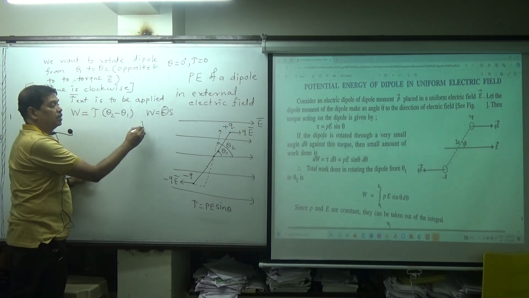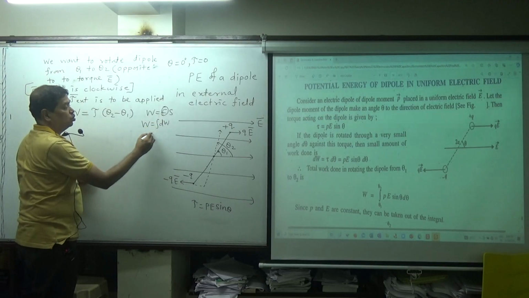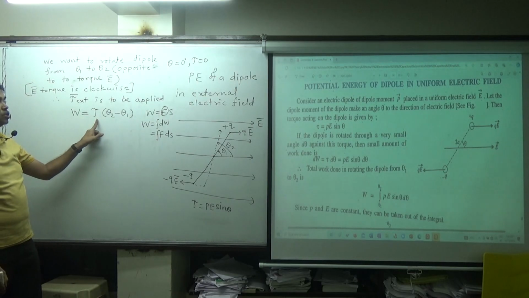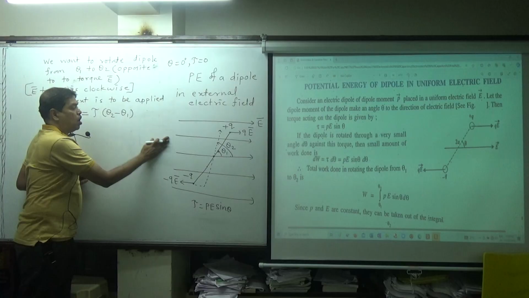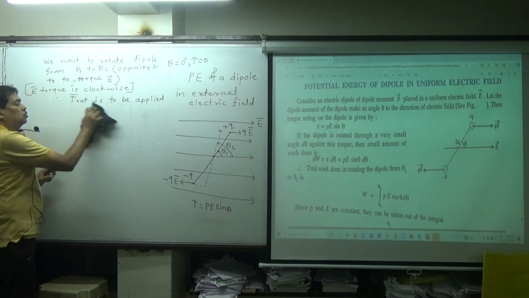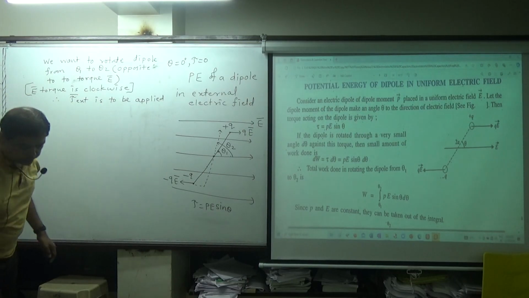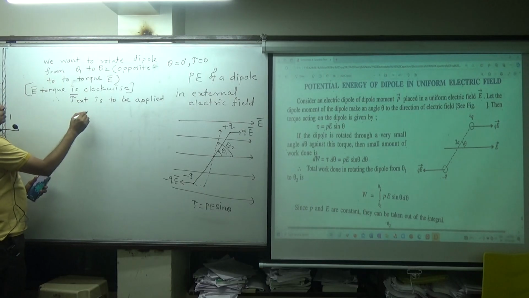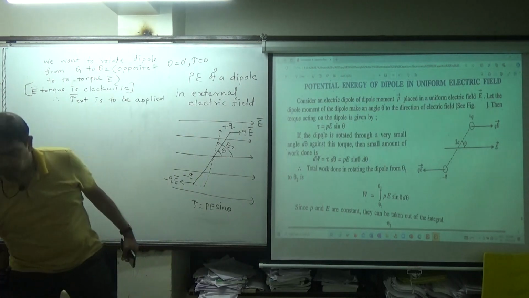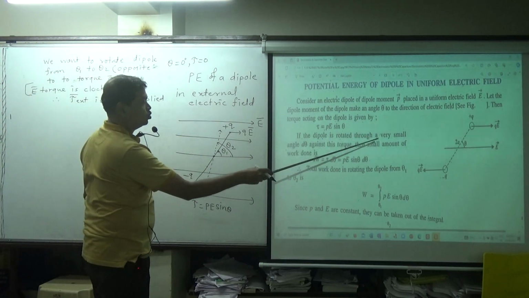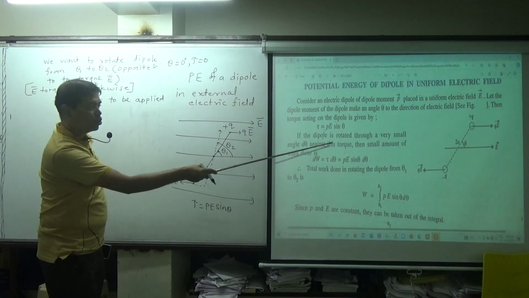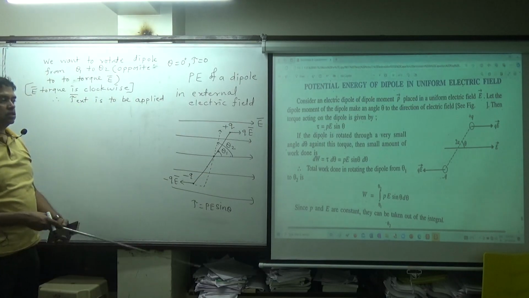So how do we find it? Work is equal to integration dW, it is integration F dS, if force is not constant. Similarly, torque is not constant, so directly you cannot find it. This is a question of variable torque. So how will you find it? First you must take a small angular displacement. If the dipole is rotated through a very small angle d theta against this torque, meaning against this clockwise torque, then the small amount of work done is, write down.